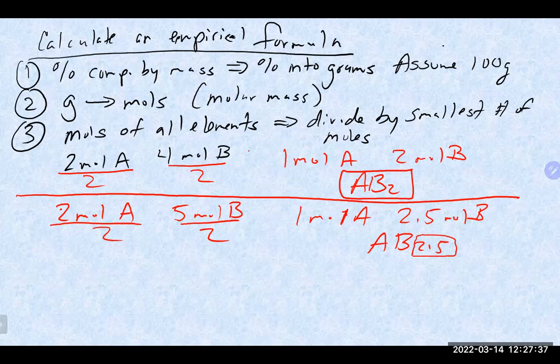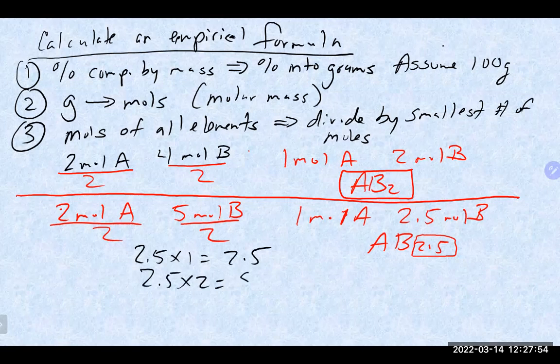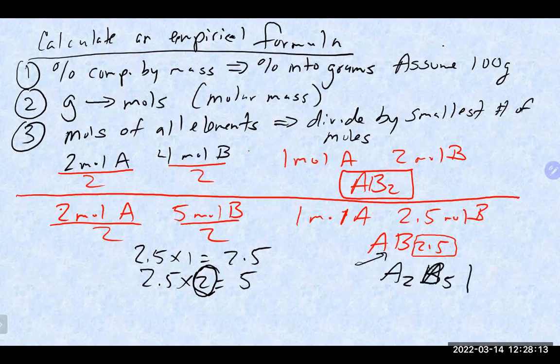So in a case where you're too far to round, you have to find a number by which you need to multiply to get a whole number. If we took 2.5 times 1, that is 2.5. If we took 2.5 times 2, that gives us 5. So the factor by which we would want to multiply is 2, and it's not just the 2.5, but everybody in the formula. So we would take this and multiply it by 2, which would give us A2B5. And that would be our proper empirical formula.